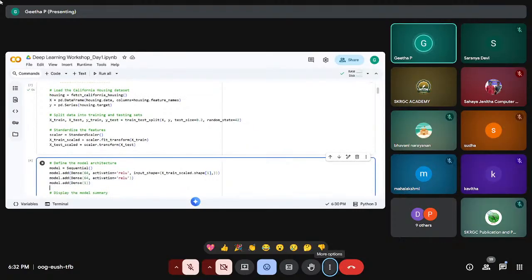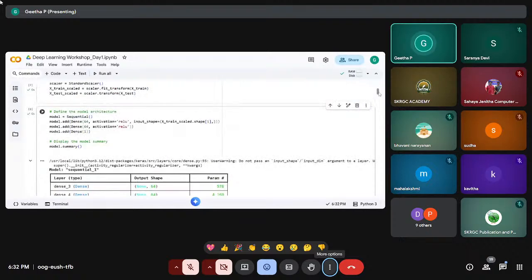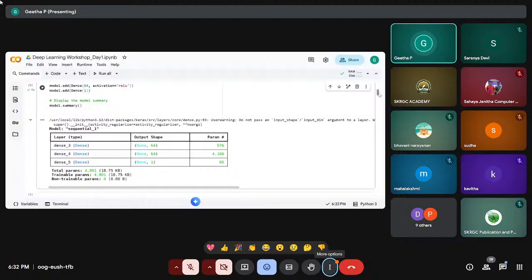Now we have built our model. After building it, we can display the model by using the summary. We have created the dense layers, dense 3, 4, 5. The summary displays the total parameters, the trainable parameters and the non-trainable parameters.